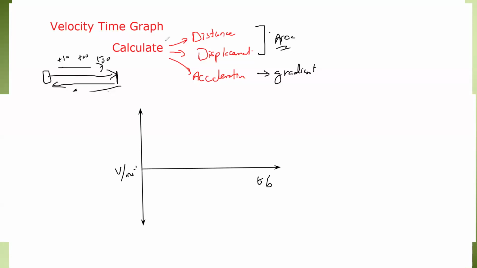for example, if it is a graph like this, so say this is 1, 2, 3, 4, 5, 6, 7, 8, 9, and 10. And we have 10, 20. This is also negative 10 and negative 20. And the question is to calculate the distance traveled. So how to work out the distance traveled by an object?